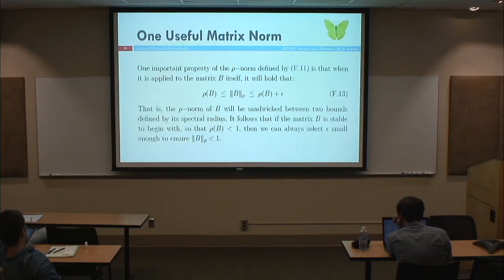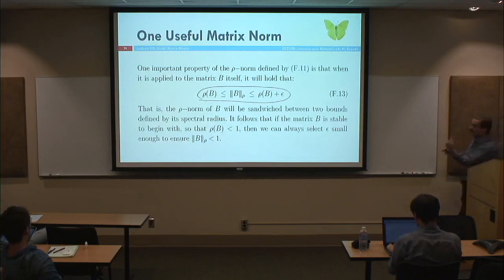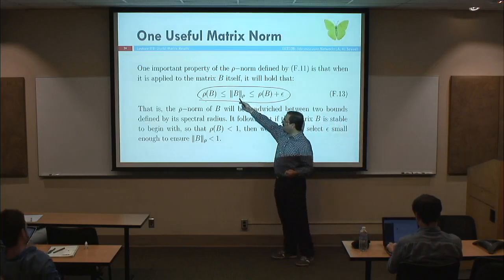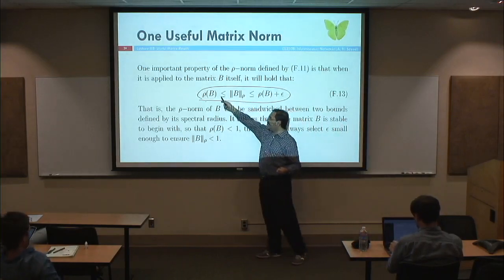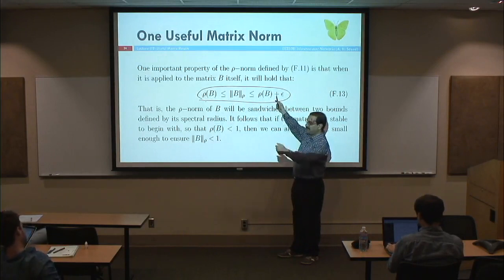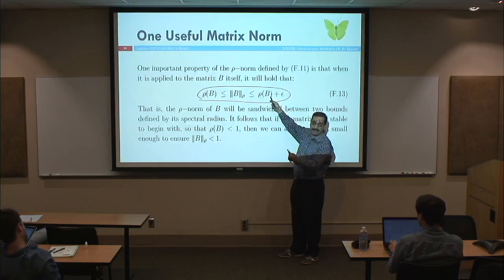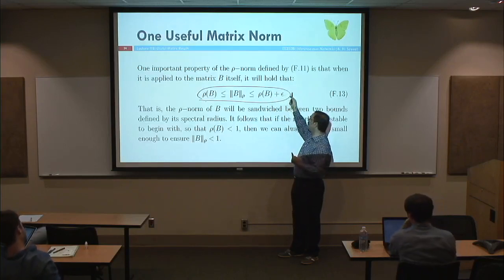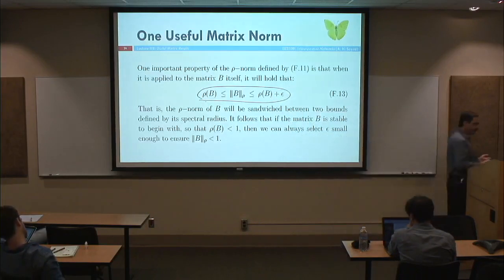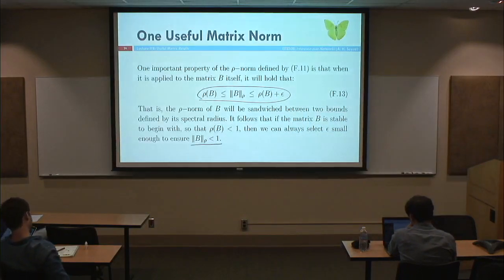Okay, so here it is. You can show that the one norm that I just defined for B, that the row norm of B will be sandwiched between its spectral radius and spectral radius plus epsilon. Since you are free to choose epsilon, since the spectral radius of B is strictly less than 1, you can always choose an epsilon to make sure that this is strictly less than 1, right? That's what I meant, okay?